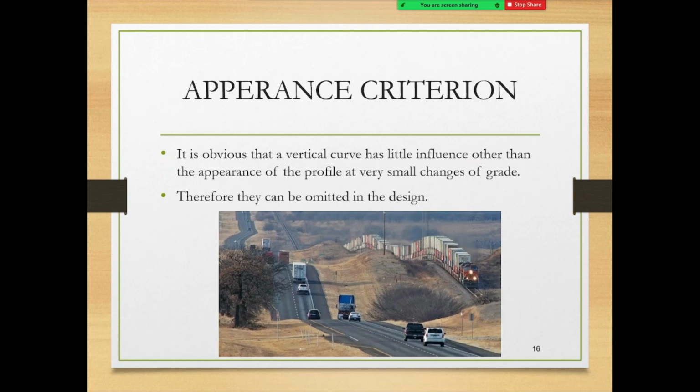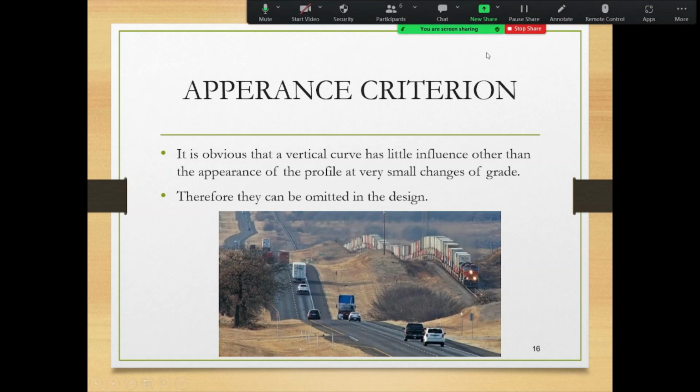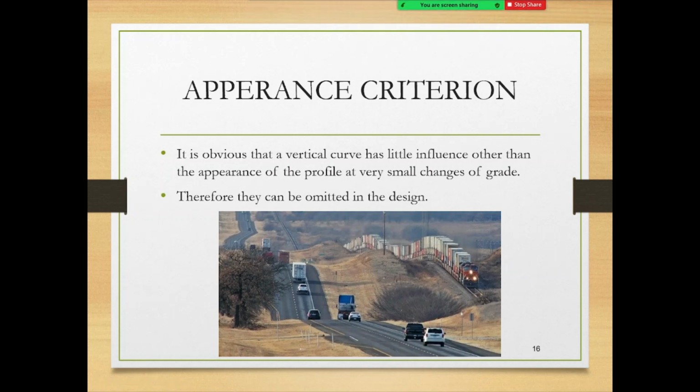Then again there is something called appearance. So what about the appearance of this one? But anyway, this road nicely blends with the environment. Okay, maybe some little bit of exaggeration. So it is obvious that a vertical curve has little influence other than the appearance of the profile at very small changes of grade. If the grade changes are very small, it is only the appearance. Therefore they can be omitted in the design. So that means rather than having a curve, you can simply connect the two gradients.